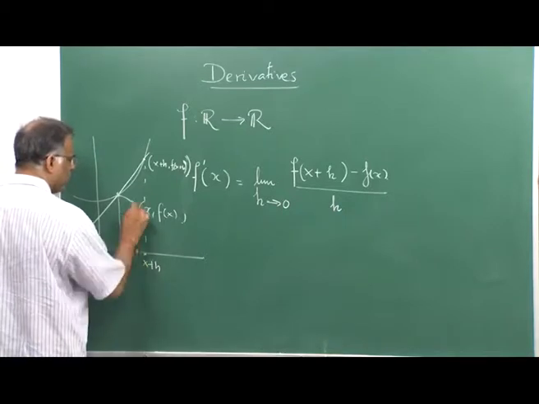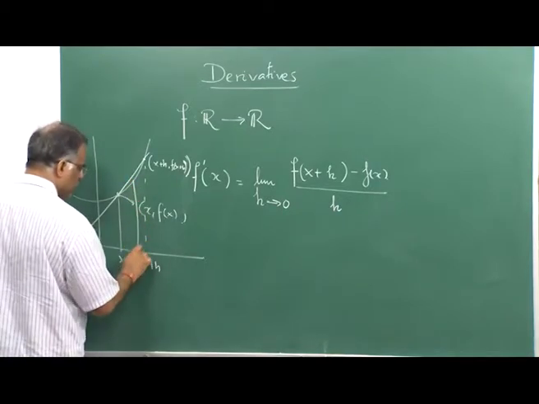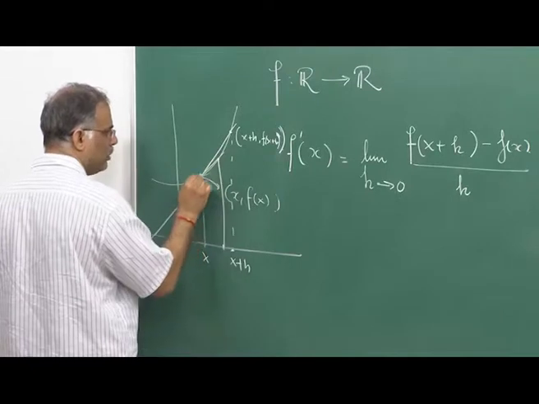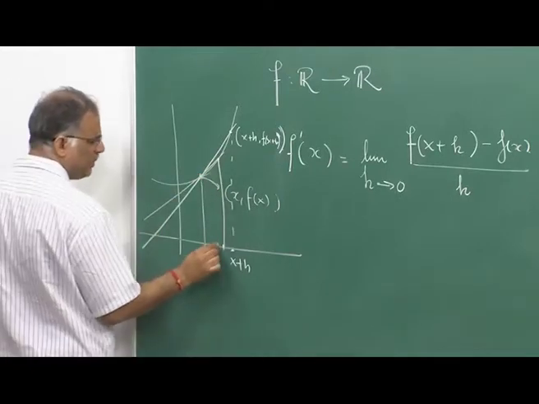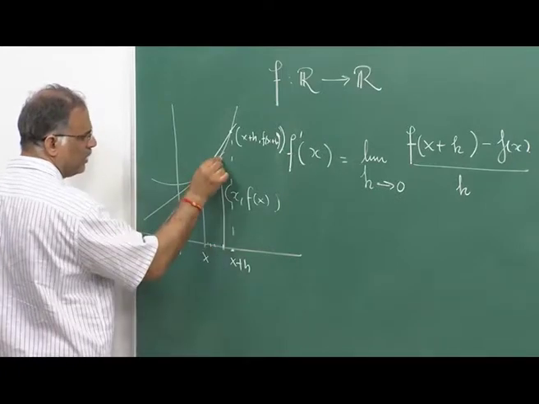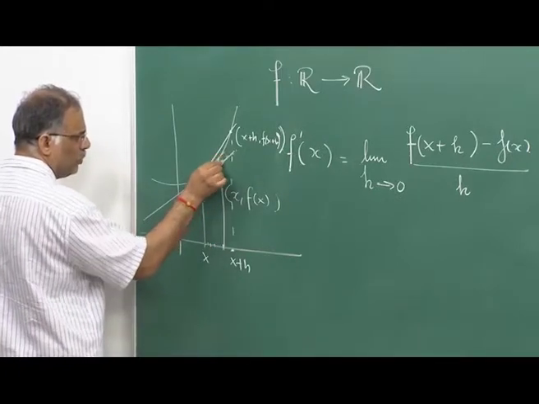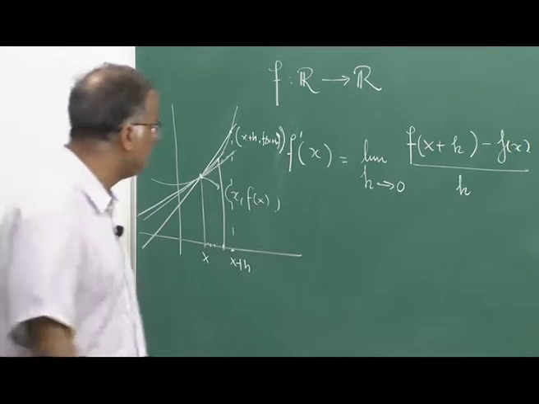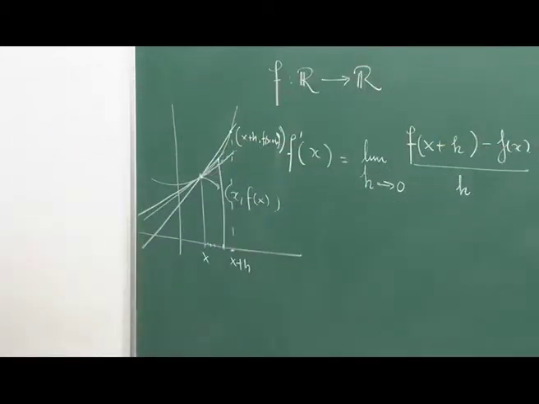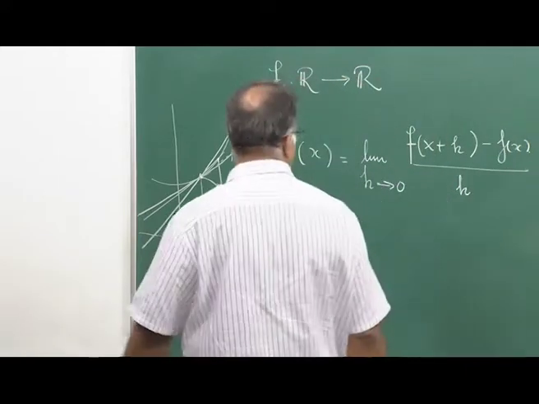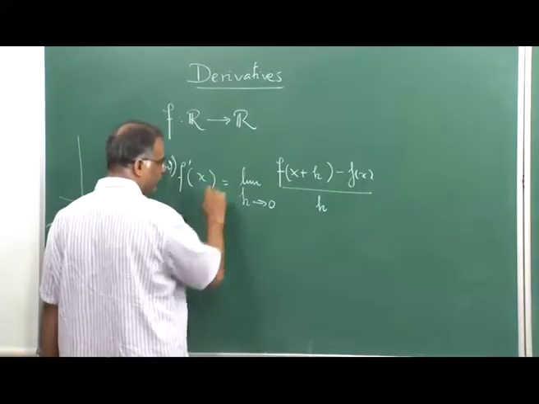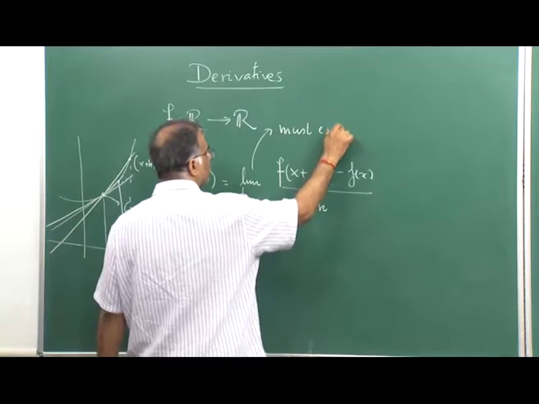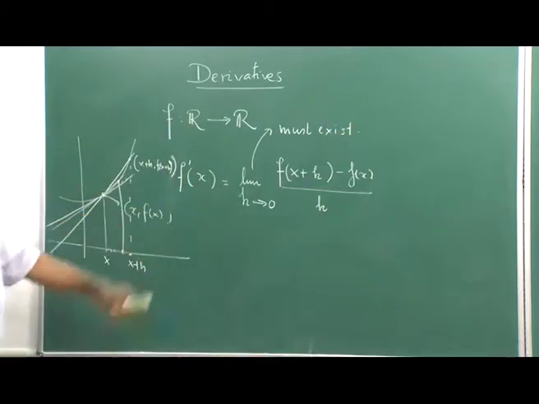So, if h becomes smaller and smaller, x plus h will come here. We will be talking about the slope of this line, and as h becomes smaller, x plus h becomes nearer and nearer to x, we will finally be talking about the slope of the tangent at the point x, f(x), and the slope of the tangent at the point x, f(x) is called the derivative of the function f at x. If this limit exists, then f is called differentiable. So, this limit of course must exist. If I assume the function is differentiable, this limit exists.